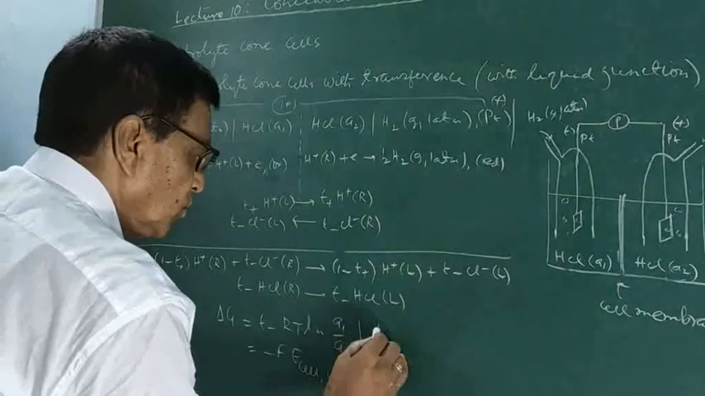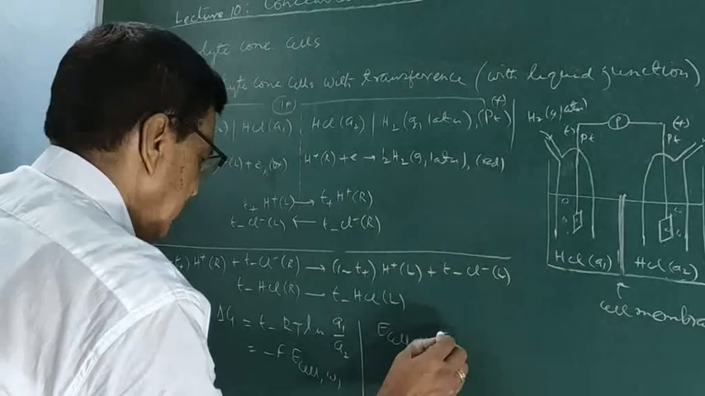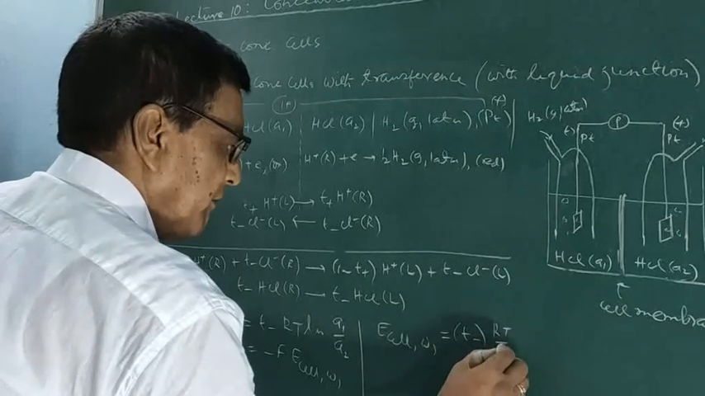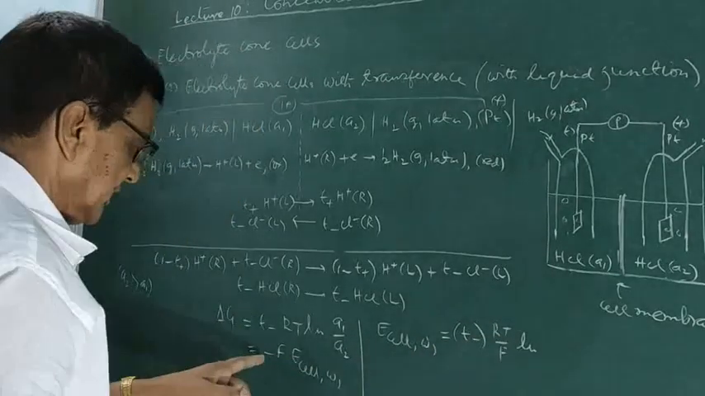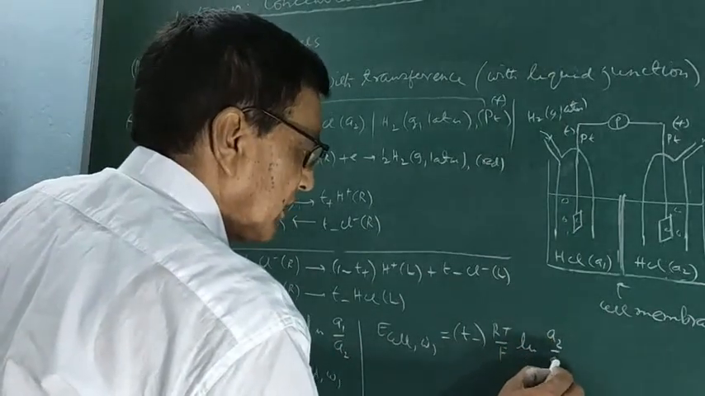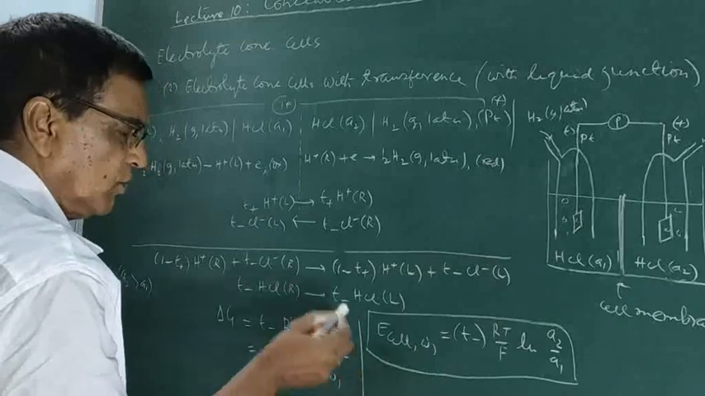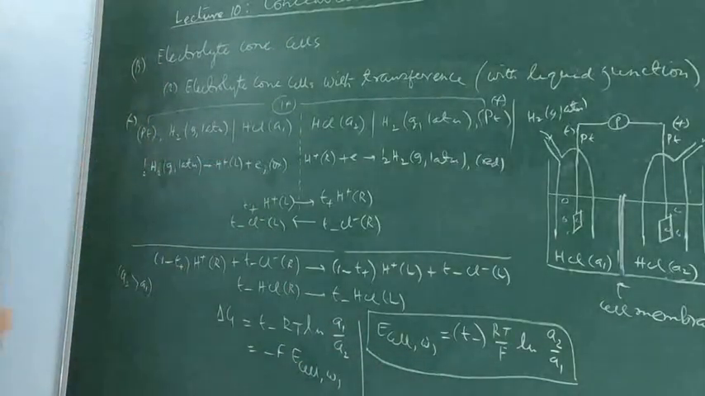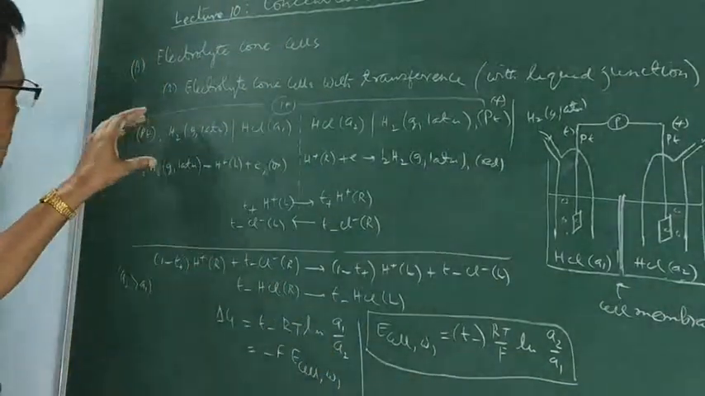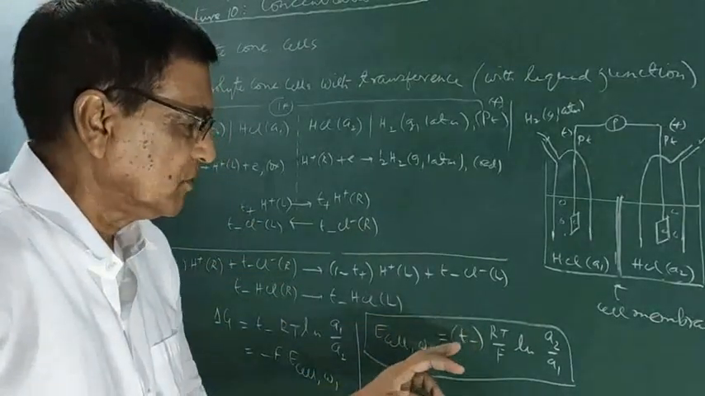So equating this to 1, this is 2: E of the cell with junction equals minus RT by F ln of A2. The negative sign I like to remove, so A2 will go upside and A1 downside. This is the expression of the EMF of this cell with the liquid junction. So actually, it is very interesting: these electrodes are reversible with the cation, and the transport number of the anion comes into this expression.